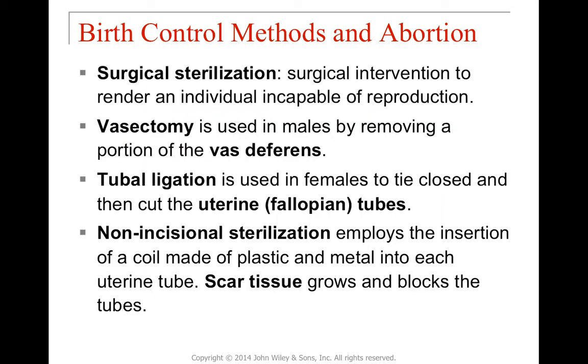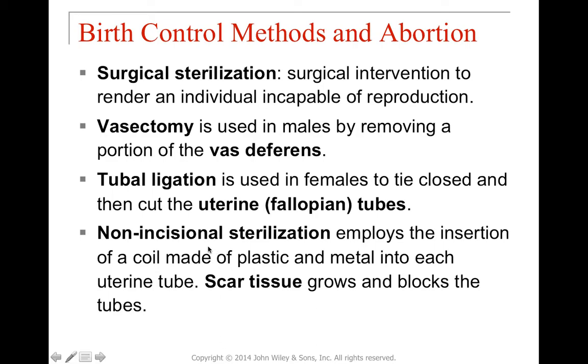All right, so we talked about different methods. Again, the surgical sterilization would include things like a tubal ligation or a vasectomy. Vasectomy is for males. We remove a portion of the vas deferens. Sometimes they just clip it. Sometimes they pinch it off. Sometimes they burn it. But either way, you're going to remove a section of it. In both, obviously, you'd have to do both sets of them. And then the tubal ligation is used in females, and you tie off and then snip the uterine fallopian tubes.